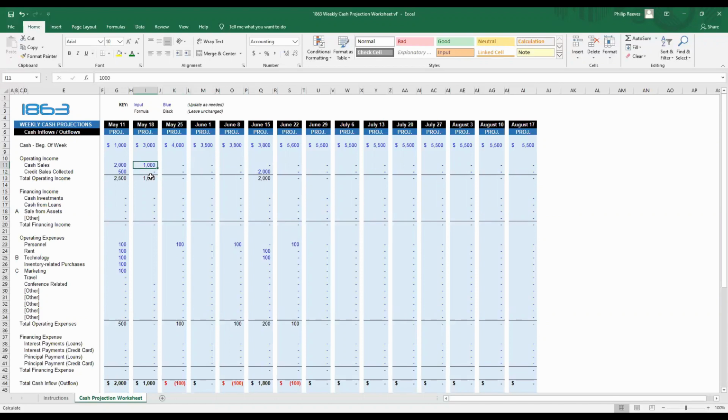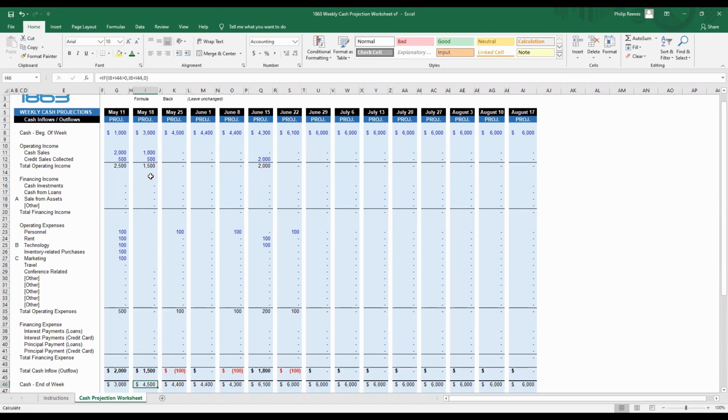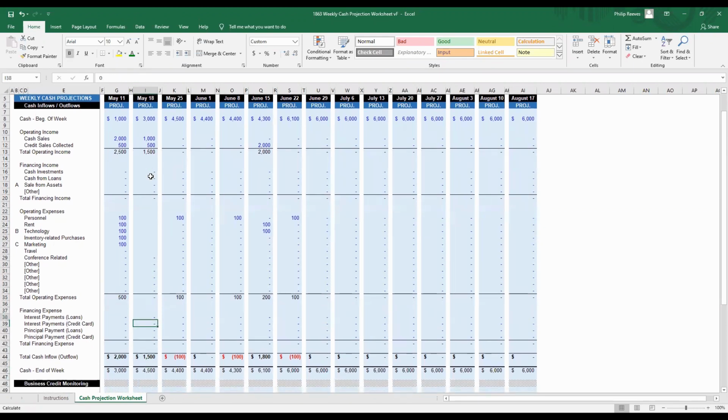But let's assume that we're sitting here the week of the 11th. We think we're going to make $1,000 in sales, and we're going to collect on invoices and make another $500. Still not going to do any investments, no loans. We don't have any expenses that week. So we're going to make $1,500. Our cash, remember, we started with $3,000 and now we have $4,500. So as you can see, we feel pretty good about our cash position.